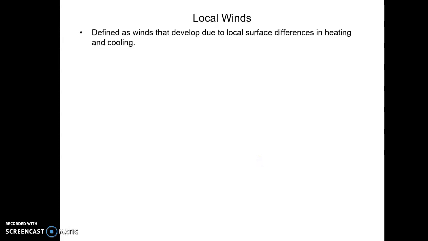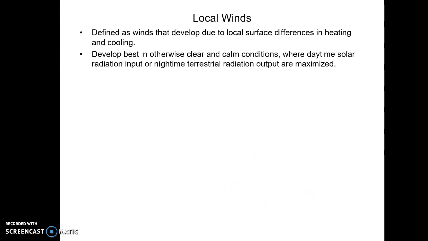So local winds now. So we're shifting gears. We've been talking about the broad global circulation, and there's also what we call local winds, and those aren't the westerlies. They're not the trade winds. They're not the polar easterlies. They're winds that develop due to local surface differences in heating and cooling, and they develop best in what are otherwise clear and calm conditions. So, on a day when there's a big, strong westerly wind blowing, they won't develop very well. Or the trade winds blowing very strong in a region, not as well either.